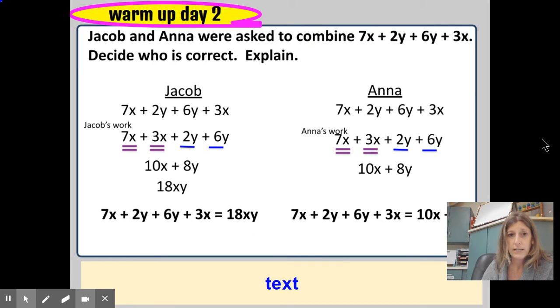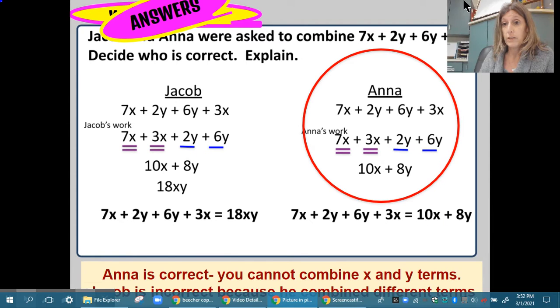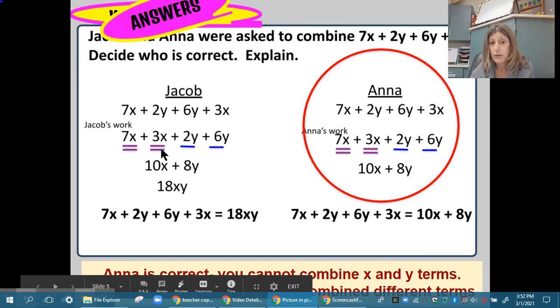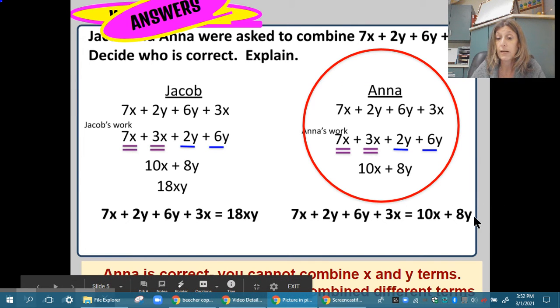For the next one, you needed to find out who was correct and incorrect, and then tell why. Anna actually combined her terms correctly. She combined her x's and her y's, and her final answer was 10x plus 8y. Jacob was incorrect because after he combined them, he then combined the x's and y's, and they're different terms, so we just can't combine them. We need to leave them like Anna did.